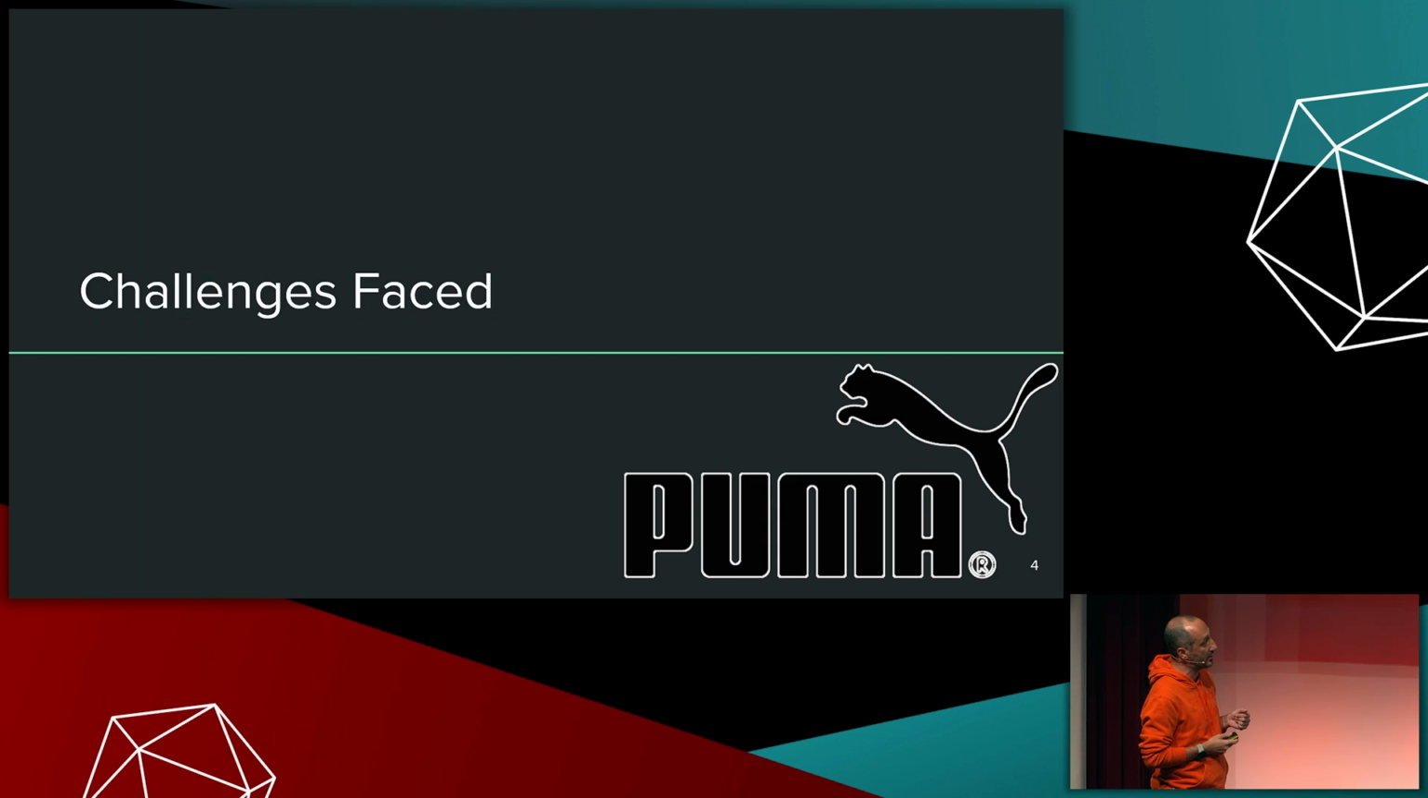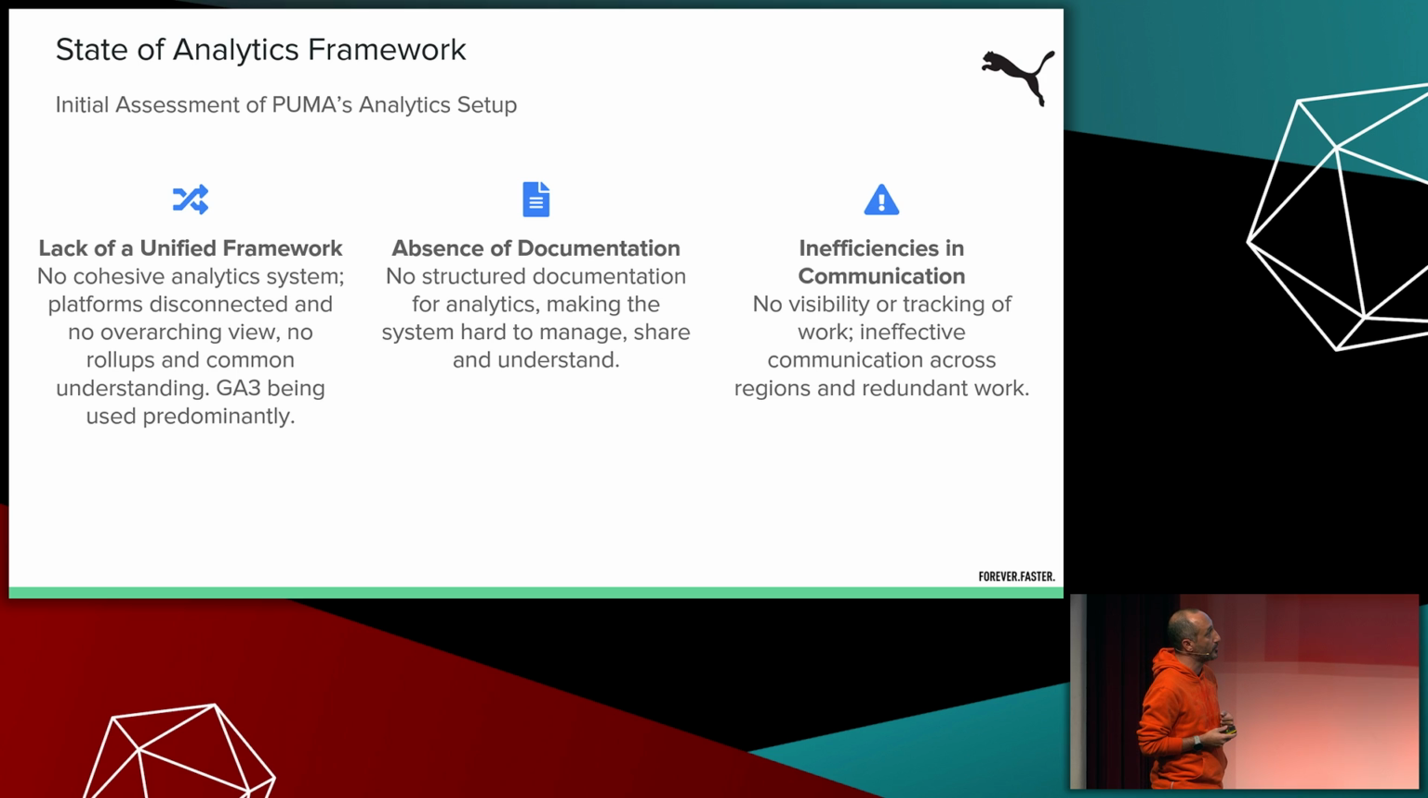So first, we will start with the challenges that we faced. PUMA is actually not that old compared to some other brands in the e-commerce business. It dates back to about 5 or 6 years. When I first joined, I wanted to check the current setup and then create a framework around it. The first thing that I noticed was that there wasn't a unified framework. So this was one of the first steps that we needed to make.